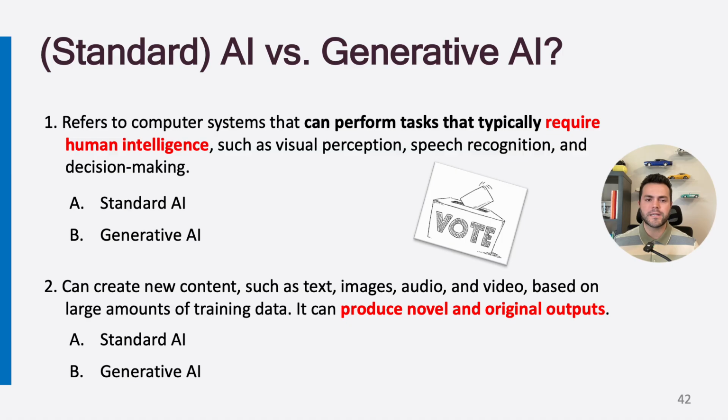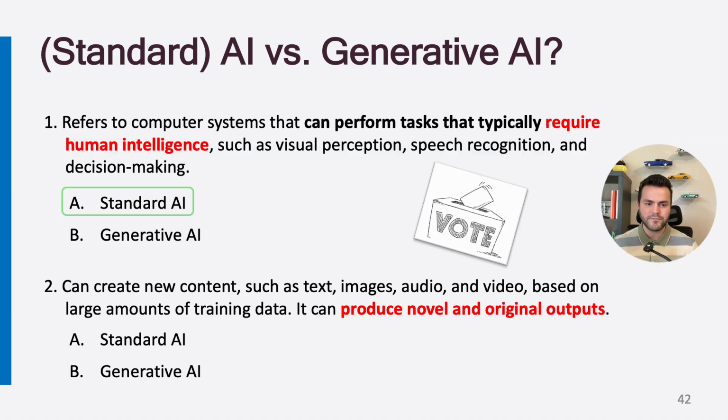All right, let's clarify the difference between standard AI versus generative AI. Question 1. Which one refers to computer systems that can perform tasks that typically require human intelligence, such as visual perception, speech recognition, and decision making? So you may share your response in the chat or in the comments on YouTube, or we'll discuss this in class. Well, the right answer is standard AI.